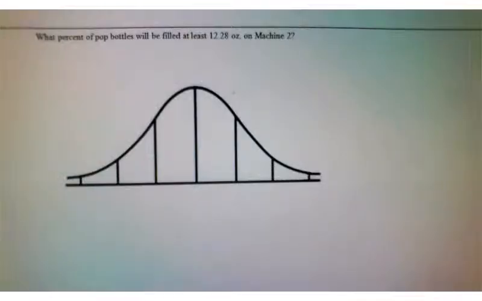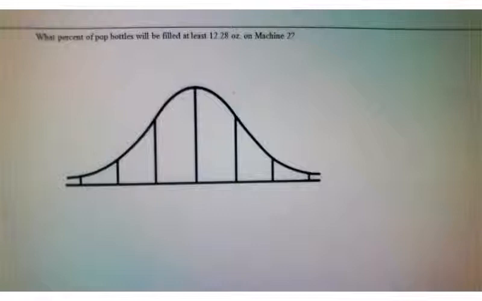In the last video, we looked at an example related to machine 1. Now we're going to look at an example relating to machine 2. We want to know what percent of pop bottles will be filled at least 12.28 ounces on machine 2. Remember we were previously told that the volume of pop bottles coming off of machine 2 is normally distributed. So it is going to fall according to that particular spread of data.